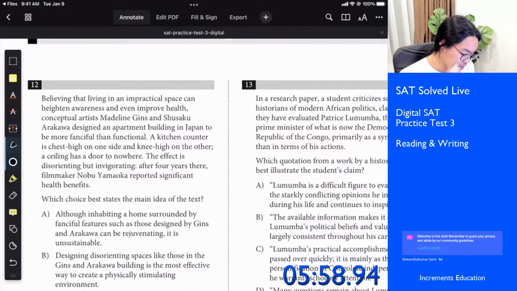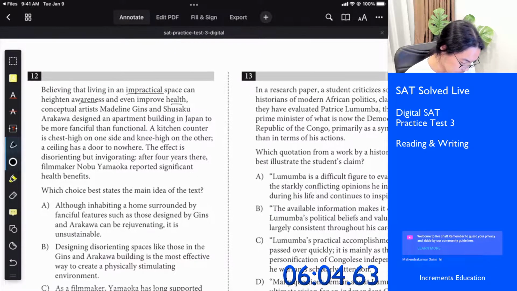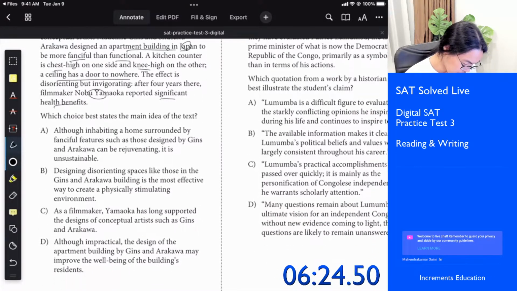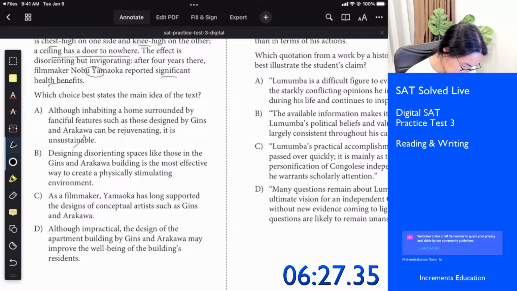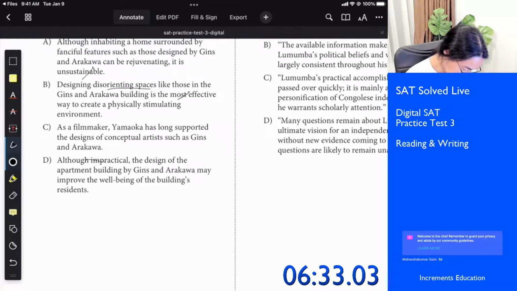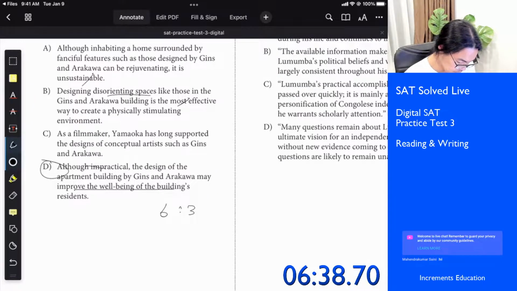Living in an impractical space can heighten awareness, improve health. An impractical space can be good, fanciful, not functional. Chest high, knee high. That is hilarious. Although fanciful features can be rejected, disoriented spaces is the most. Nope. We're just talking about, although impractical, building by may improve. Yeah. Yep. 637.